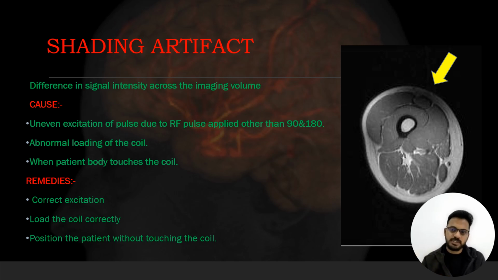To avoid this, we should ensure the coil is properly connected to the coil port and the coil position is proper, and place pads between the coil and the patient. And we should ensure the correct excitation pulse is applied for each acquisition. And this is all I'm discussing about MRI artifacts. Thank you for watching.